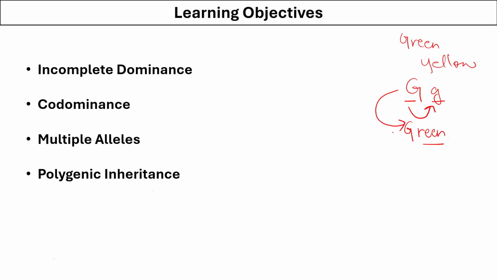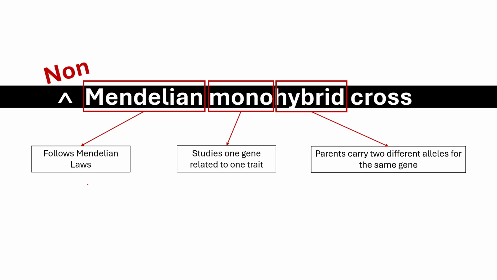But with non-Mendelian inheritance, there are situations of incomplete dominance, co-dominance, or more than one allele controlling one character. For example, here you had two alternate options. Here, with multiple alleles, you would have more than two options. And polygenic inheritance. So non-Mendelian inheritance would not follow the Mendelian law of inheritance, and the alleles are not completely dominant over each other.